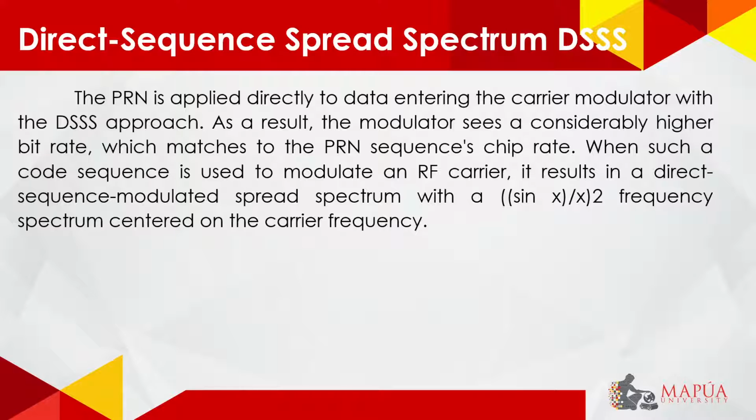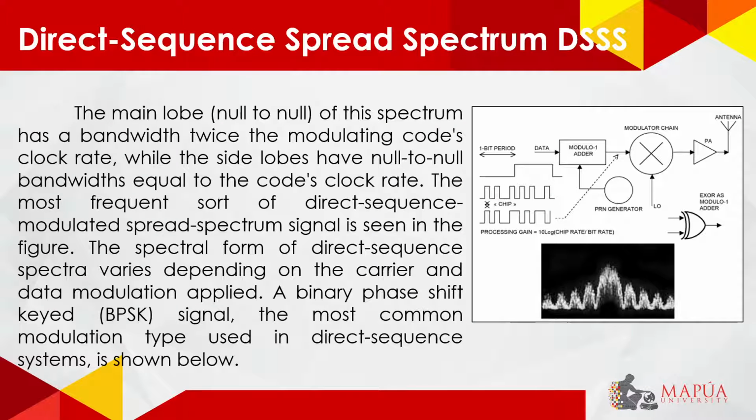When such a code sequence is used to modulate an RF carrier, it results in a direct sequence modulated spread spectrum with a sin x over x squared frequency spectrum centered on the carrier frequency. So the main lobe of this spectrum has a bandwidth twice the modulating code's clock rate, while the side lobes have null-to-null bandwidths equal to the code's clock rate.